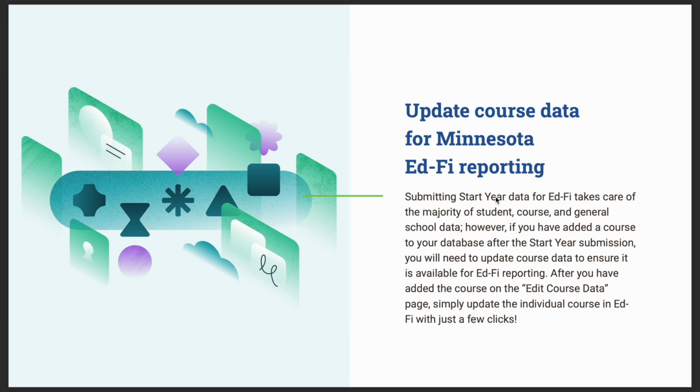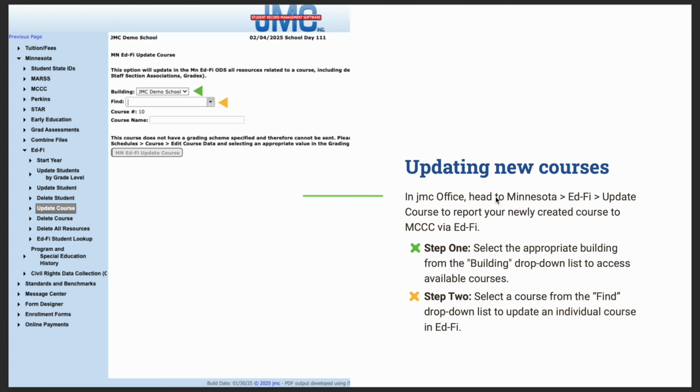Rather than resubmitting all of your courses and taking all of the time to send that information, you can just send one course at a time after you fix the error that was associated with that one course. So this is more of a troubleshooting tool. It also might be used down the road if you're making multiple EdFi submissions or MCCC submissions, which very well could happen in 25, 26, where you submit start year data, and then you might have to update those course data submissions later on throughout the year.